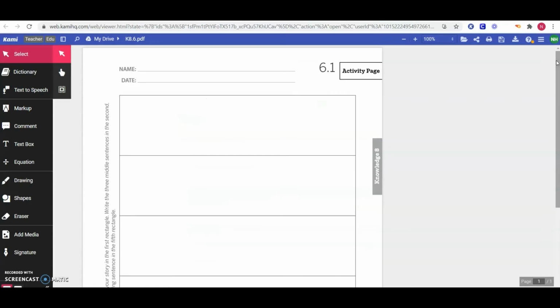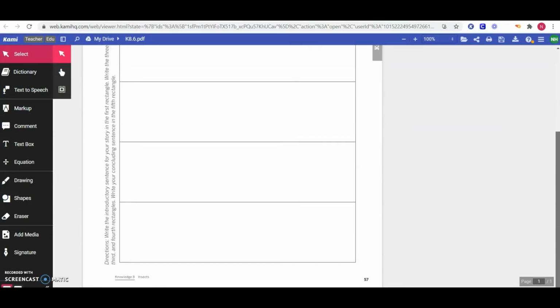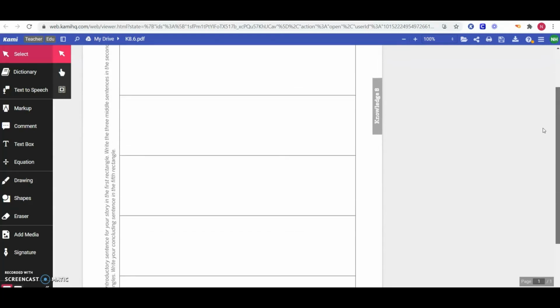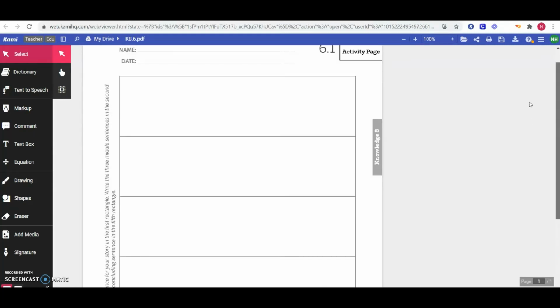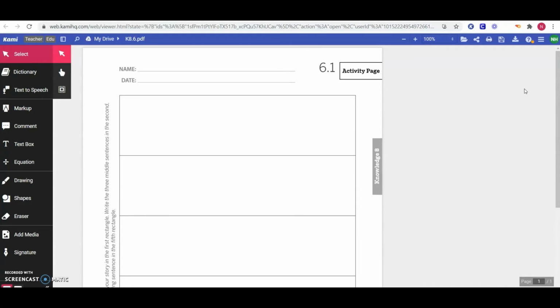The PDF for today's assignment includes this page. There are 5 different rectangles on this page. Your story is going to be at least 5 sentences. You can write more sentences if you need to. Our first sentence, the beginning of our story, is called our introductory sentence. Our introductory sentence introduces our characters and setting.